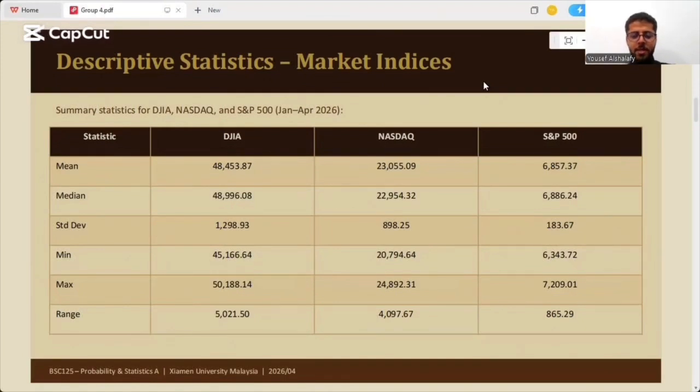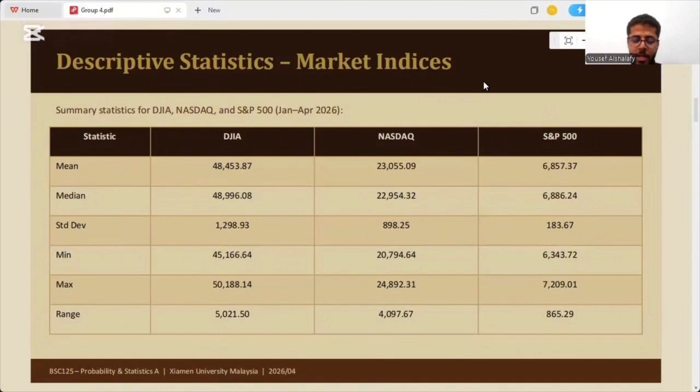I am Yusuf Ashalafi, and I will now explain the market indices. First of all, if we see this table, we will focus that DJIA averaged 48,454 points. And when we see Nasdaq, the average is 23,055. And also when we see S&P 500, the average is 6,857. They also moved a lot, because DJIA's standard deviation was 1,299.